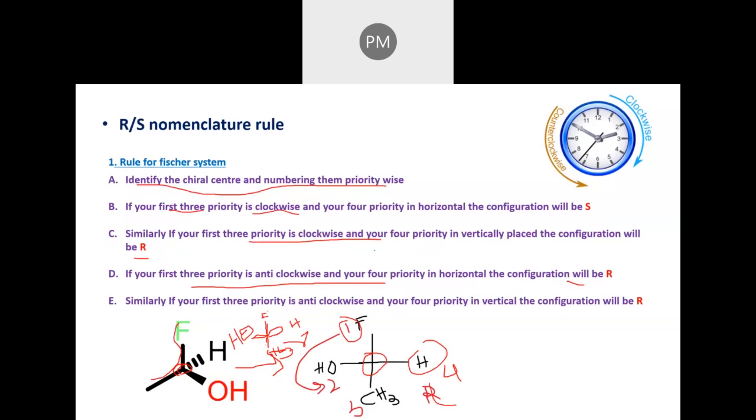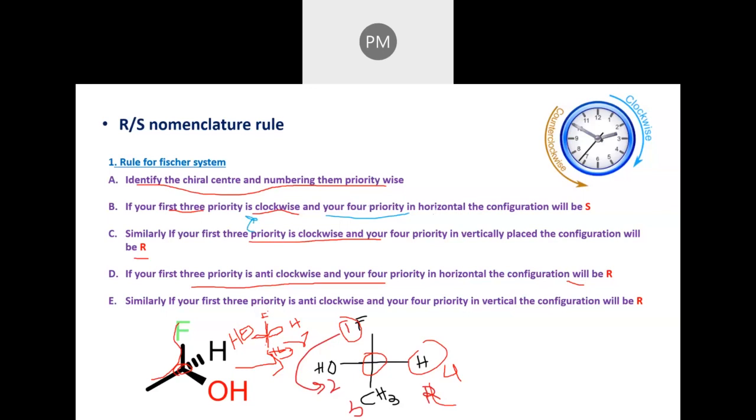Next, the R/S nomenclature for the Fischer system. For the Fischer system, these are not the same. Here the above and below the plane are always the horizontal plane, so we have to give the numbering with respect to the horizontal plane. If a carbon or the fourth priority is placed on the horizontal plane side, we have to check whether the rotation of the first three priorities is clockwise or anti-clockwise.